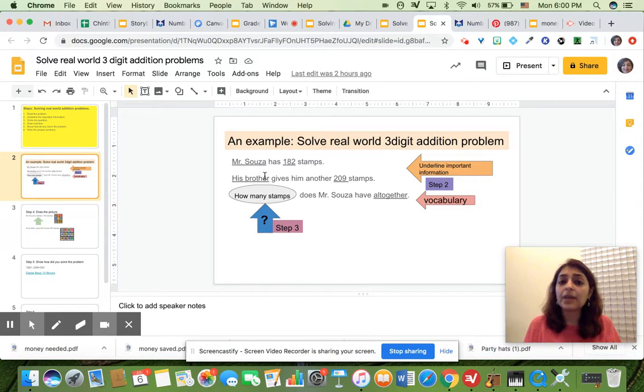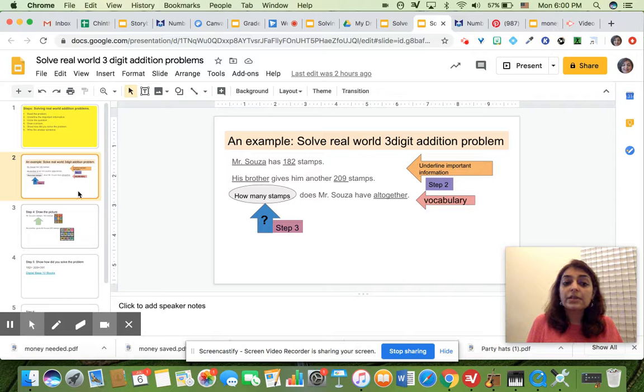Well, apart from that, I have also underlined the word altogether because this word helps me understand that I am required to bring the two addends together and I need to find out the total number of stamps. How many stamps would Mr. Souza have after his brother gives him some more stamps? And those are 209 stamps.